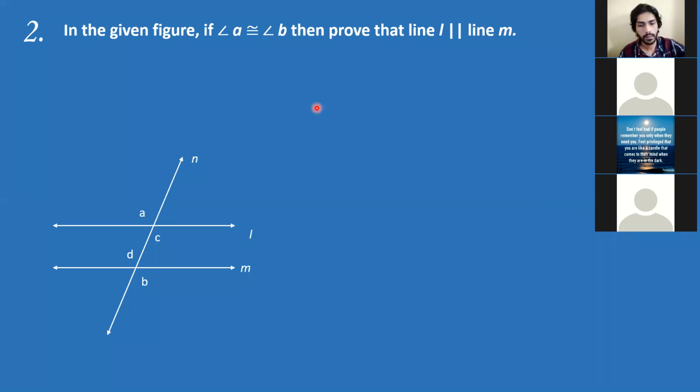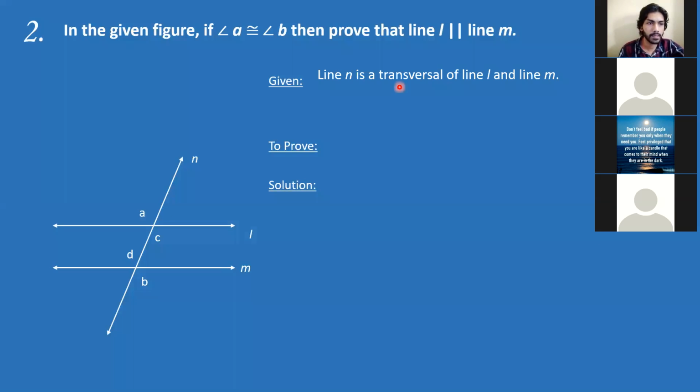So we'll go ahead. Again, 3 steps, folks, divided into given, to prove, and solution. So this is what we do: given, to prove, and solution. So I write the given. Line N is a transversal to lines L and M, as from the figure we can see. Angle A is congruent to angle B. This is given over here. What do we have to prove? We have to prove whether line L is parallel to line M. So we come to the solution.